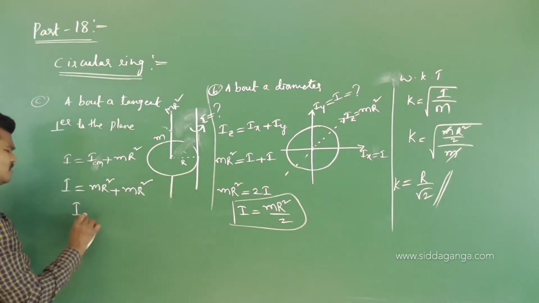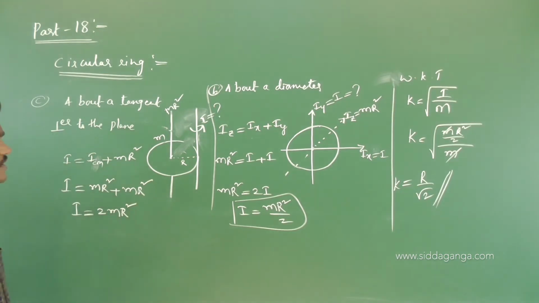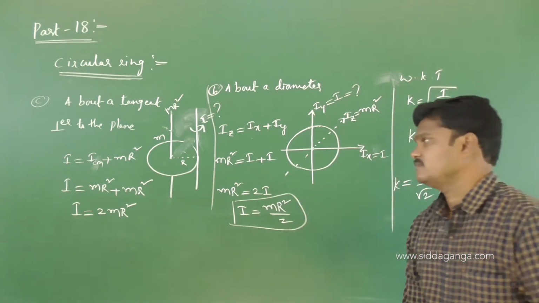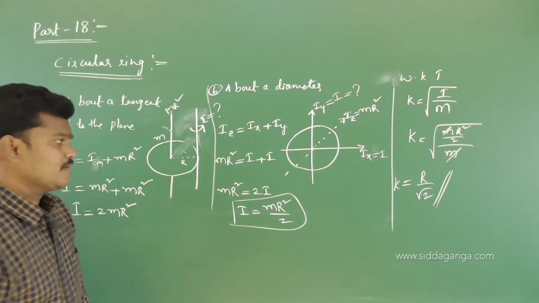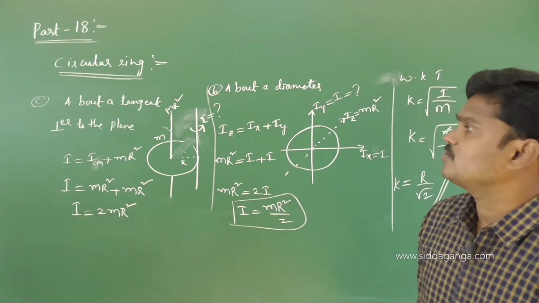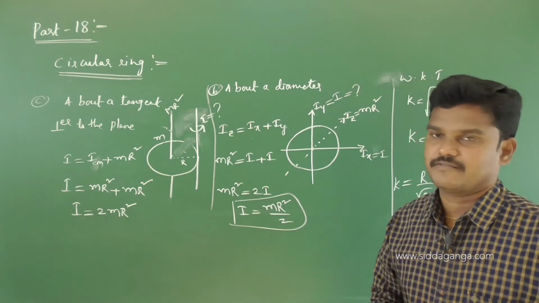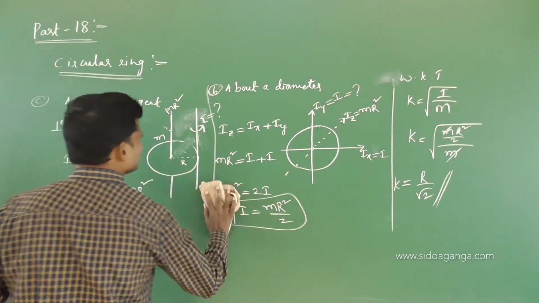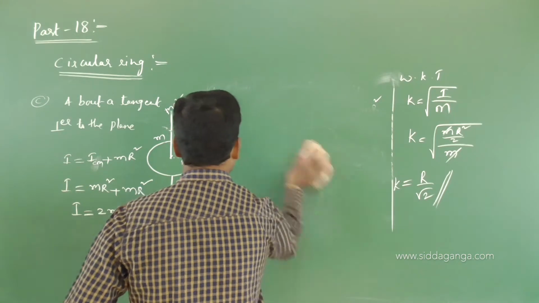So what is the answer now? 2mR square. About a tangent perpendicular to the plane is 2mR square. Keep in mind, about a tangent perpendicular to the plane is 2mR square. Now let us draw one more tangent for a diametrical line. Easy formulas, feel correctly.